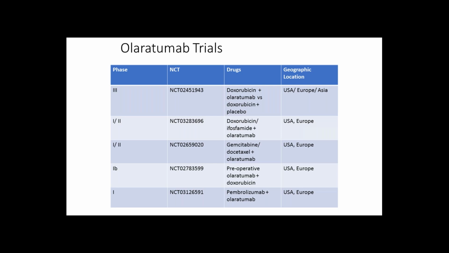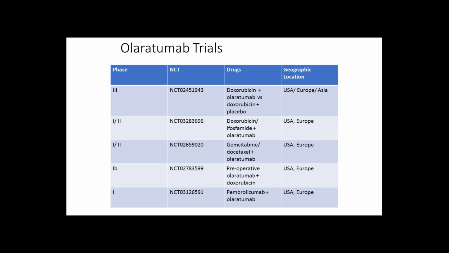The other thing to note about this trial of doxorubicin and ifosfamide in combination with olaratumab is that it may be important to use this combination if there is an adjuvant trial of olaratumab. So if there's a pre or post-operative trial, because in the pre or post-operative setting, we often use the combination, as I mentioned, because of the higher response rate.